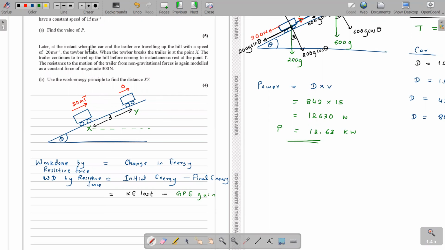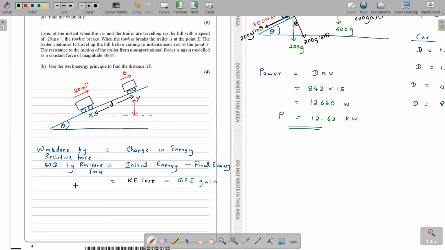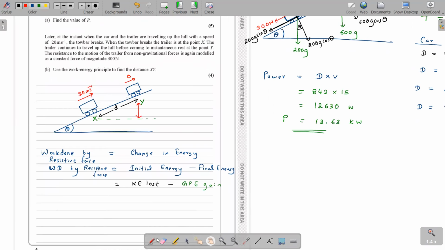So to find the GPE, I need the vertical height. Let's input the values first. Work done by the resistive force. The resistive force is still 300, right? They have told the non-gravitational resistive force is 300. What is the equation we use for work done by resistive force? Work done by any force is force into distance. So force into distance.